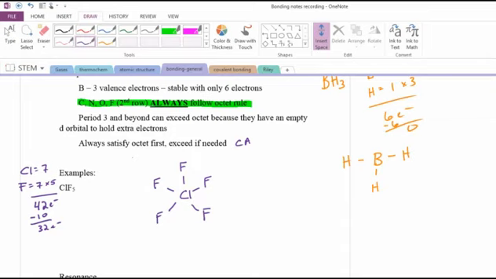So fluorine has to have an octet, so 2, 4, 6, 12, 18, 24, 26, 28, 30. We have 2 electrons left.